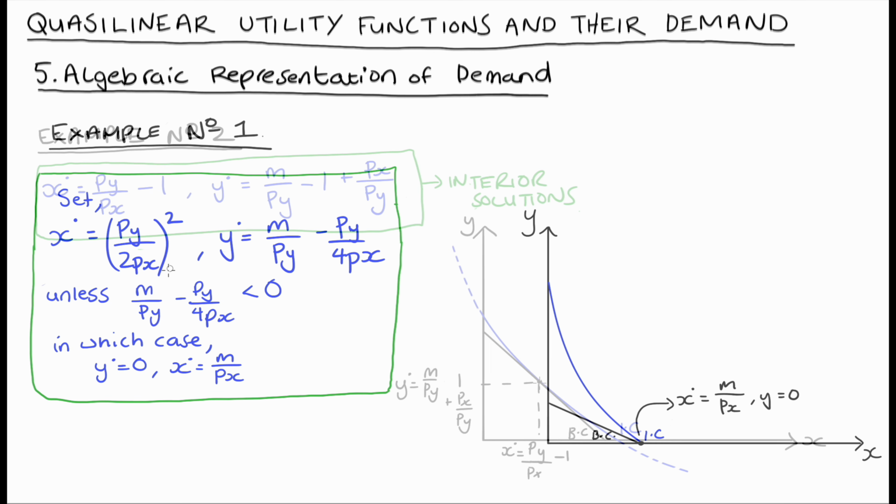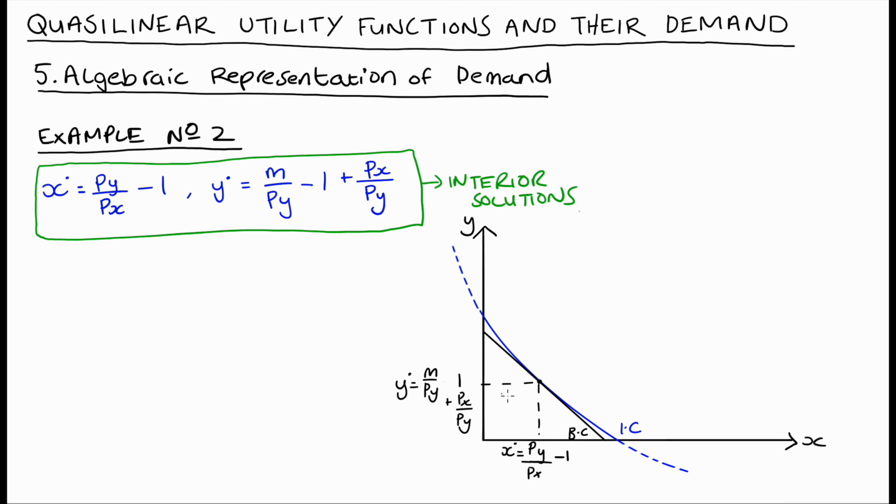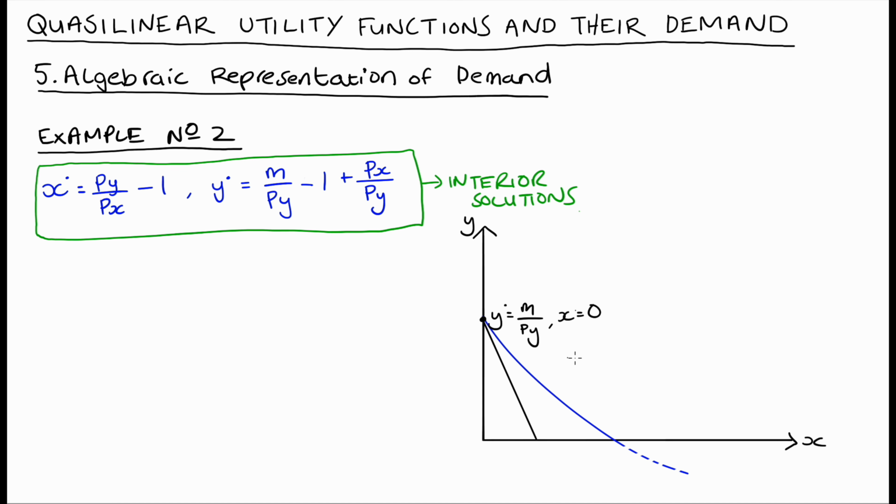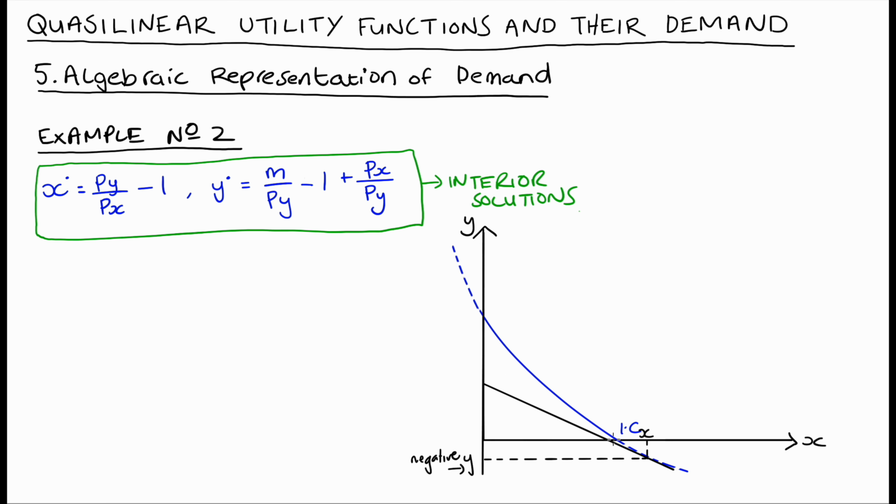Let's look at example 2. Our interior solutions, I have them down here. We have 2 possible corner solutions. One where our tangency value of x ends up negative, in which case we spend all of our money on y. And another possibility where y ends up negative, in which case we take the corner solution where y is equal to 0 and we spend all of our money on x.